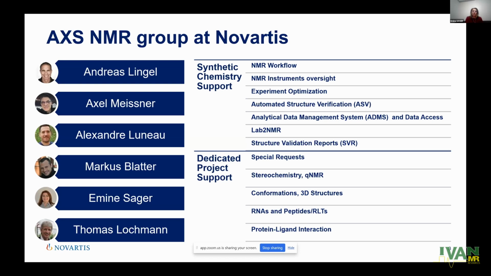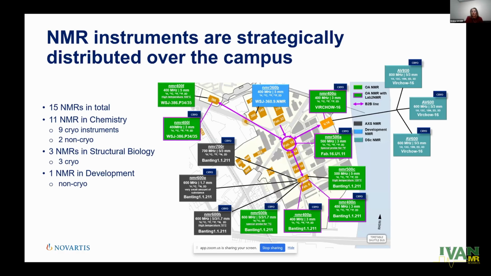For all this work, we have different spectrometers. Here you can see the map of the campus in Basel at Novartis. You can see we have different buildings. We have the chemistry building. The biggest one is this one, the 088, where we have most of the spectrometers. We have in total 15 NMRs at this campus. 11 are for chemistry, 3 for structural biology, and 1 is for development.